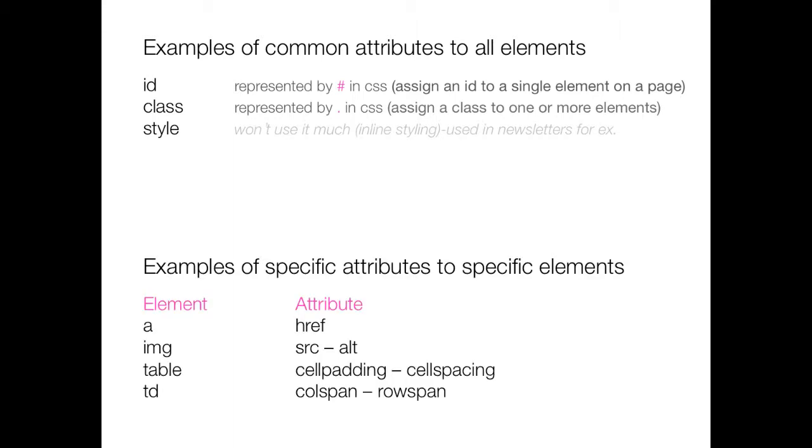Examples of specific attributes to specific elements. The href is a specific attribute to the A element, the source and the alt to the image element, cell padding and cell spacing are specific to the table element, col span and row span are specific to the TD element. TD stands for table data cell. We'll discuss this in the next slides.